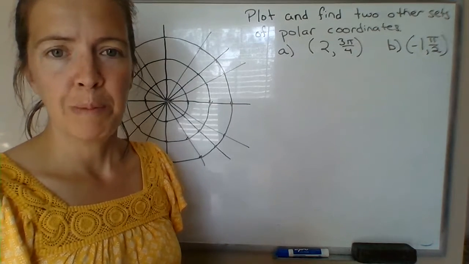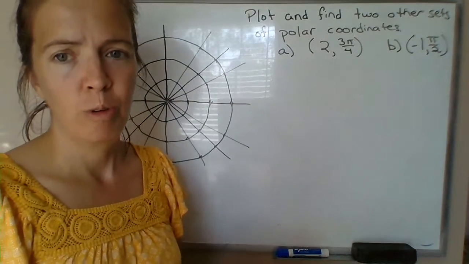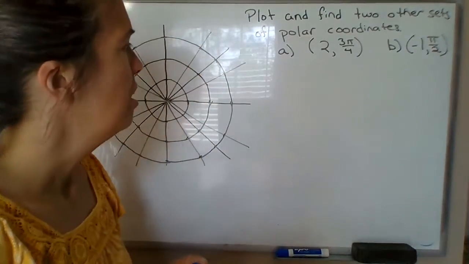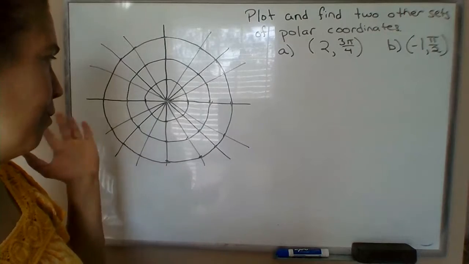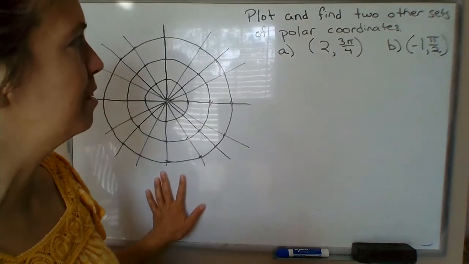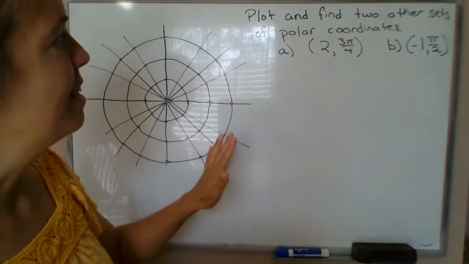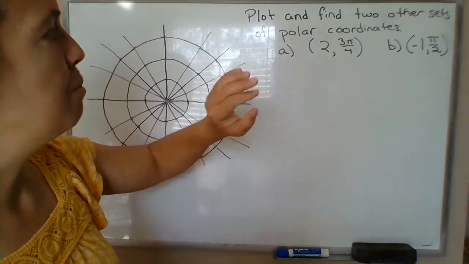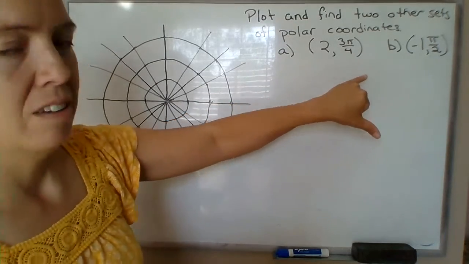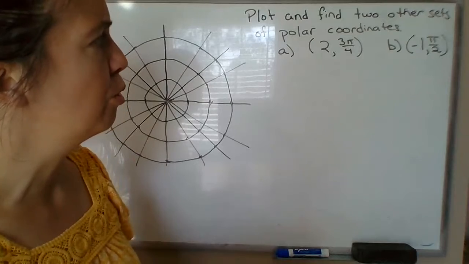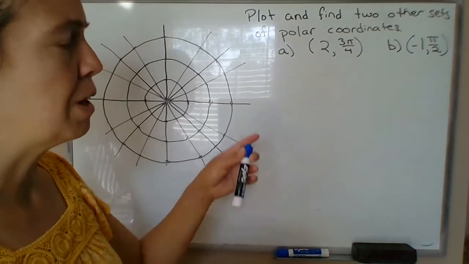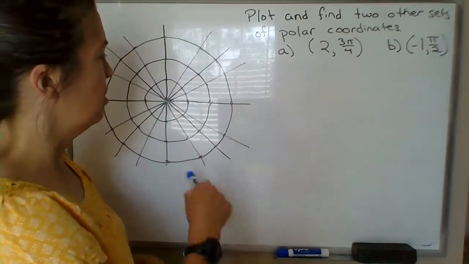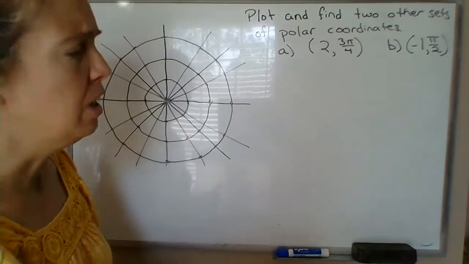Here's a warm-up example, getting used to working in polar coordinates. So I've drawn a little polar grid here by hand. Hopefully this is good enough. You're comfortable working with this. Okay, and then the example is to plot these points that are given in polar coordinates and then give two other sets of polar coordinates that correspond to that same position in the polar plane here.